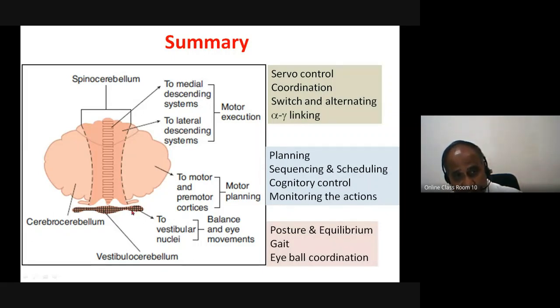Then we come back here to the vestibular part of the cerebellum. This vestibular part is associated with the vestibular system, that is for posture and equilibrium, gait, and eyeball coordination. The central part of the cerebellum is connected with the fastigial nucleus. The fastigial nucleus connects again to the vestibular system, and to posture, gait, and even eyeball coordination. This is in summary about the overall connections of the cerebellum and the link to the functions.